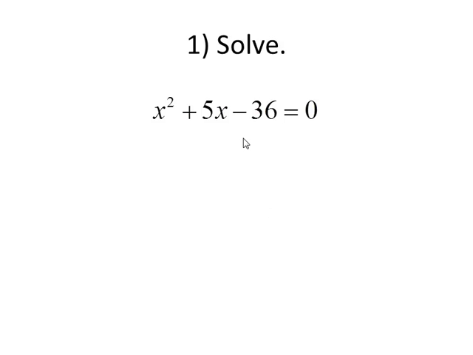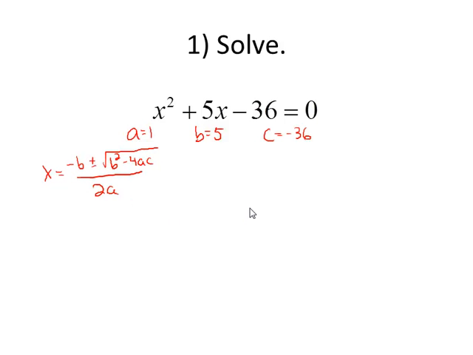I'm going to solve this equation: x squared plus 5x minus 36 equals 0. Here, the coefficient of the squared term is 1. Our value for b is 5, and our value for c is negative 36. So I'm going to copy down the formula here. x equals the opposite of b plus or minus square root b squared minus 4ac, all divided by 2a.